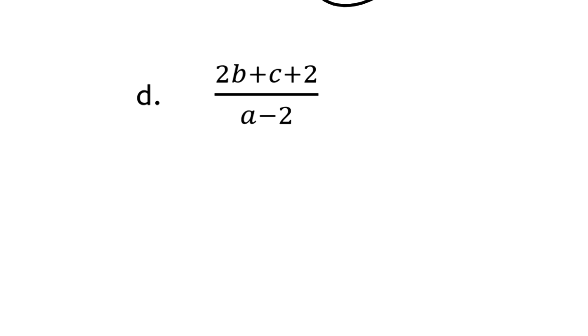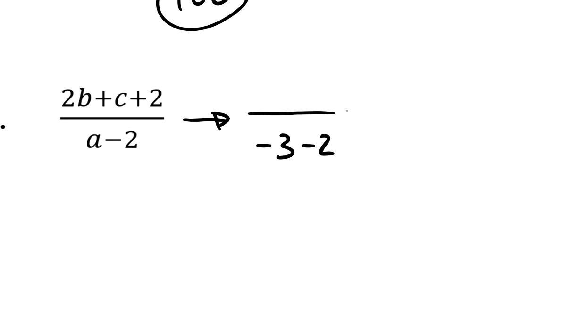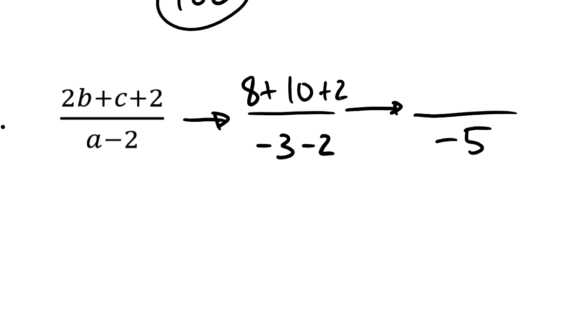And then the last problem is a quotient. In my denominator, a is the number negative 3. So I've got a negative 3 minus 2. So this denominator becomes a negative 5. In my numerator, I have 2 times b. That's 2 times 4. I'm just going to write the 8. Plus c, which is 10, and then plus an additional 2. So I've got 8 and 2 is 10, plus another 10 is 20. So I've got 20 over negative 5, which is the number negative 4. So this expression evaluates to negative 4.